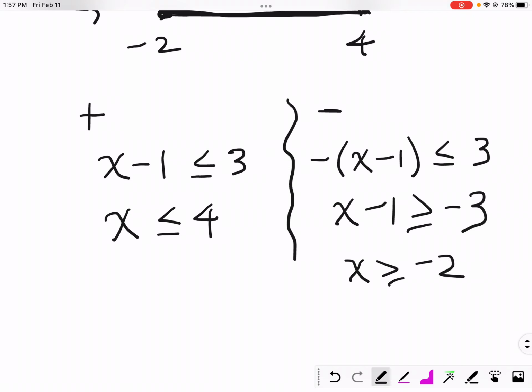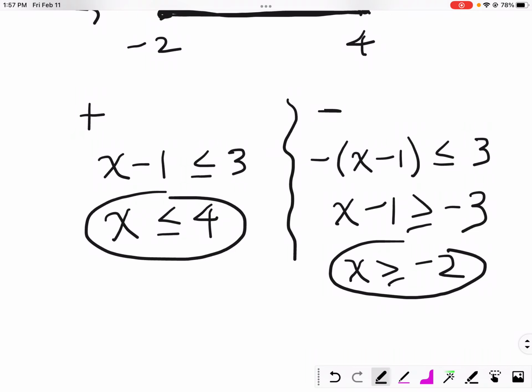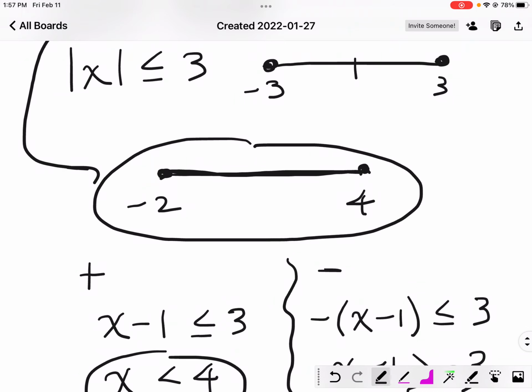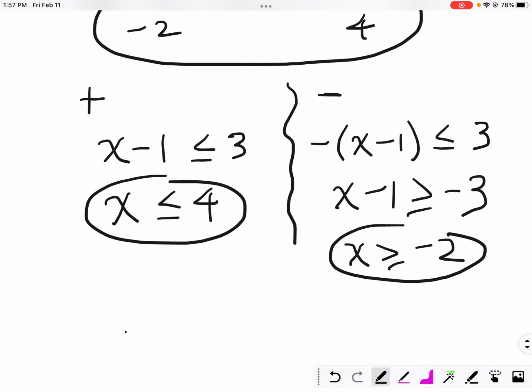So I wind up with x being bigger than -2 and less than +4, which goes back up to here. That's what I drew a minute ago. And how I'm going to write this is -2 is less than or equal to x is less than or equal to 4. And we're done.